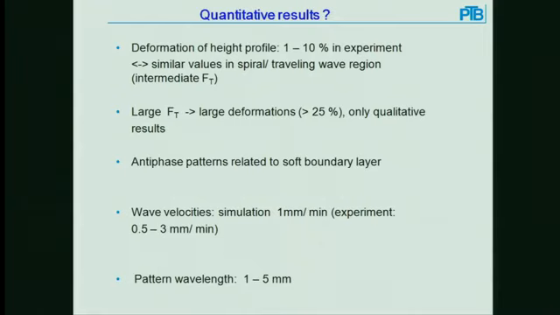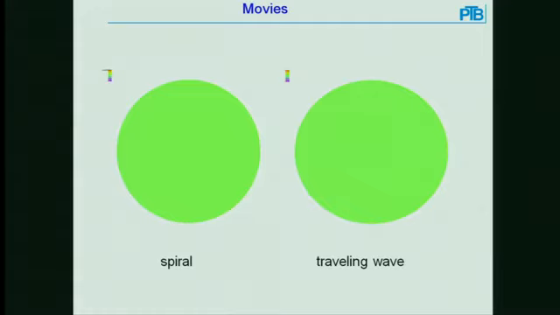Another thing is the wave velocities. In the simulation, they come out as being relatively slow, 1 millimeter per minute. In an experiment, they are at least in a similar range. And the pattern wavelength is also basically on the order of the diameter of the droplet, which is typically 1 to 2 millimeters. So one could probably do more if I had more time, but I will end the talk actually with showing some movies.